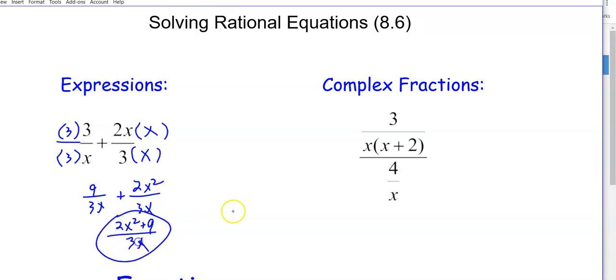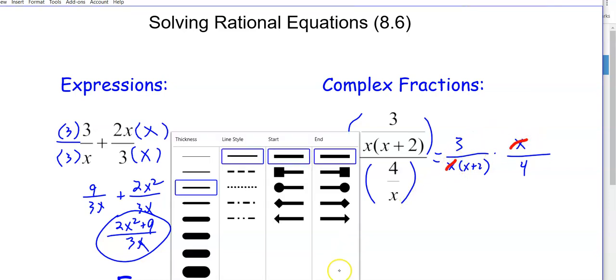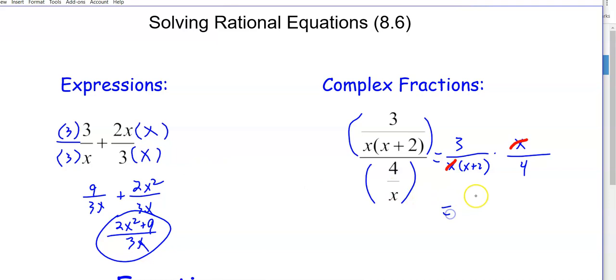We learned how to deal with complex fractions, right? So you have a fraction within a fraction. You can usually just take that and say, well, that's equal to the first fraction times the reciprocal of the fraction you're dividing by, which would be x over 4. And if you do that, you see the x's nicely cancel. And you get 3 over 4 times x plus 2.